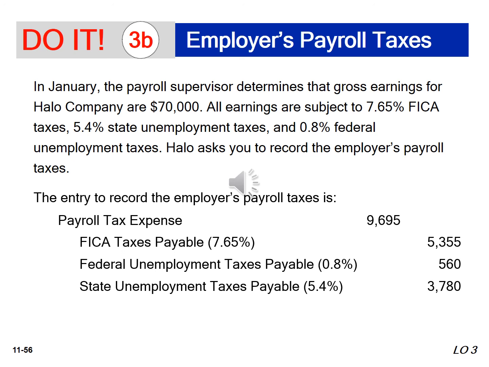So in order to record this, the entry for the employer's payroll taxes would look like this. We're going to debit payroll tax expense for $9,695. On the credit side, we will include three different accounts: FICA taxes payable, which is at the rate of 7.65%, and federal unemployment taxes payable, which is 0.8%, and the state unemployment taxes payable, which is 5.4% out of the 70,000, of course. So we will end up with a payroll tax expense of 9,695 and a FICA taxes payable of 5,355, federal unemployment tax payable of 560, and state unemployment tax payable of 3,780.